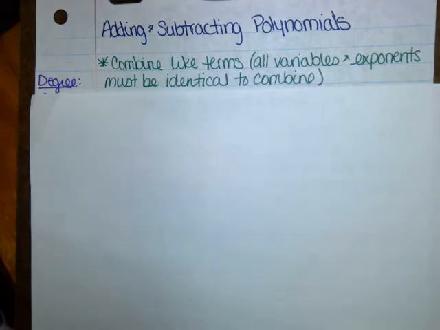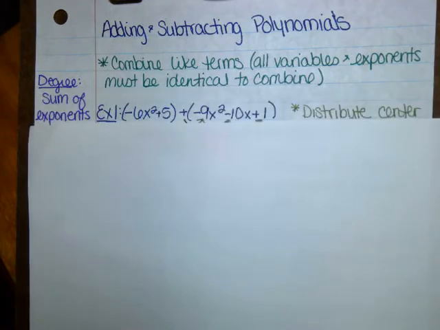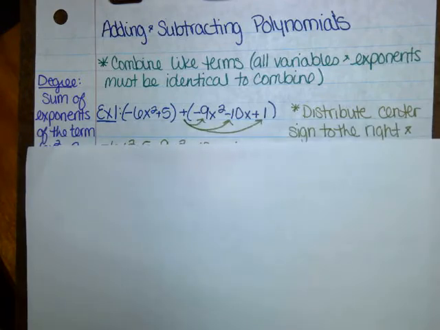So, the whole goal for this is to combine all of the like terms, which means all variables and exponents have to be identical in order to combine them. If we look at this first example, I have negative 6x squared plus 5 is being added to negative 9x squared minus 10x plus 1. You're first going to distribute that center sign to everything to the right of it inside of that parenthesis.